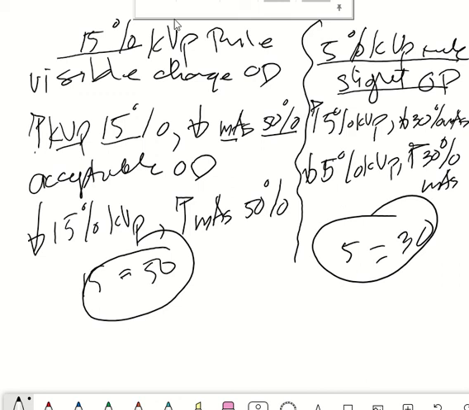If you increase the kVp, decrease the MAS. So, pag 15%, 50 ang pares. Pag 5%, 30 ang kapares na MAS. So, 15% ina-apply if you want to have a visible change in optical density. 5% ang ina-apply if you want a slight change in the optical density.